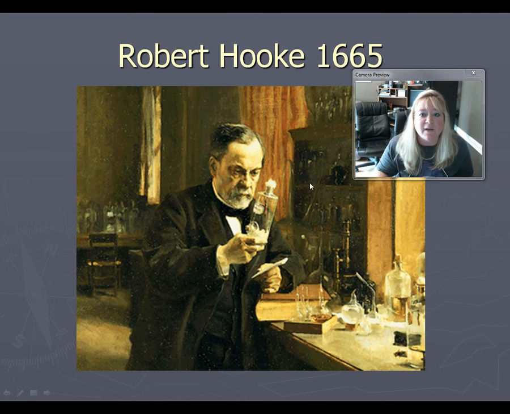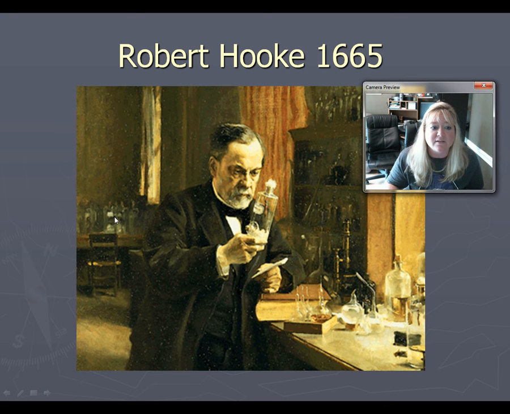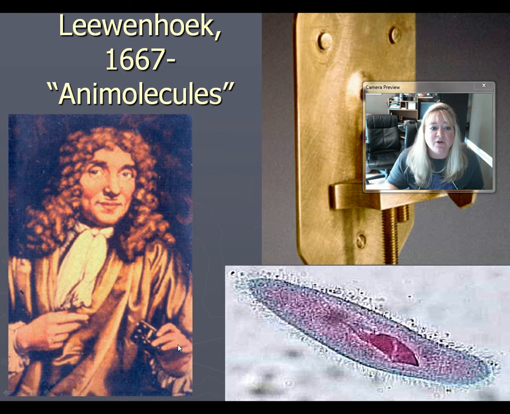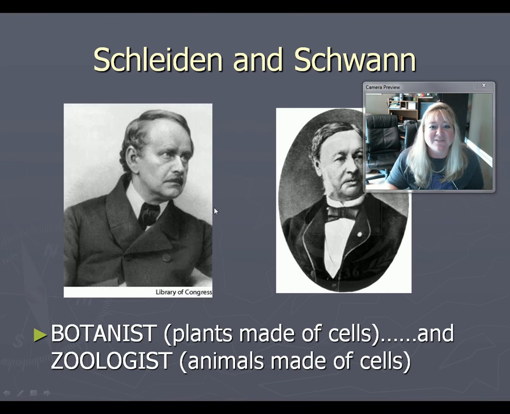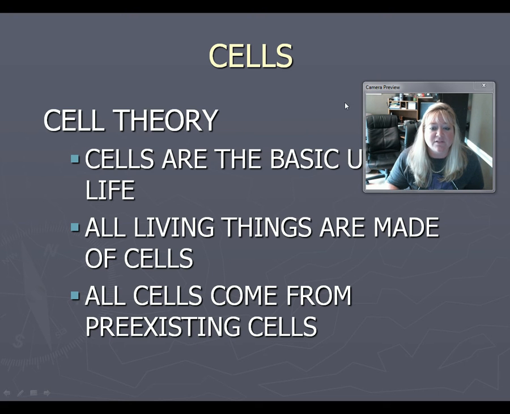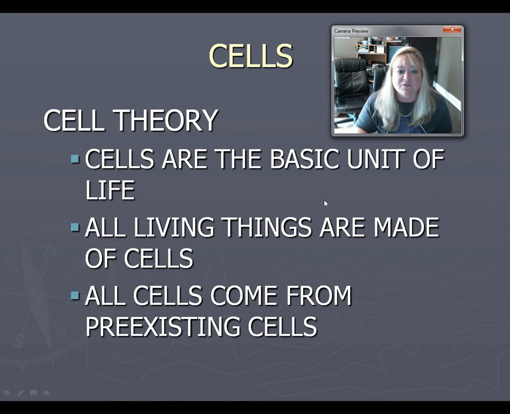So we already talked about Robert Hooke and his discovery of the cell, looking at cork, named the cells. We talked about Leeuwenhoek, who saw the first living cells. We talked about Schleiden, a botanist, plants made of cells, and Schwann, animals made of cells. We talked about Virchow, all cells come from cells. We looked at the cell theory that says that the cells are the basic unit of life, all living things are made of cells, and all cells come from pre-existing cells. We covered that in class.